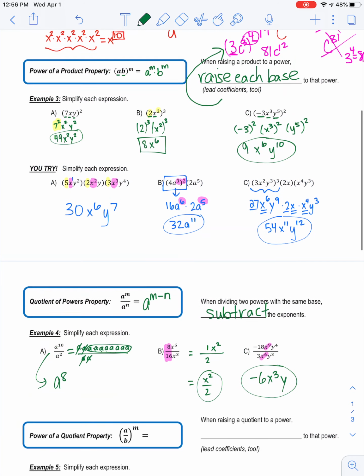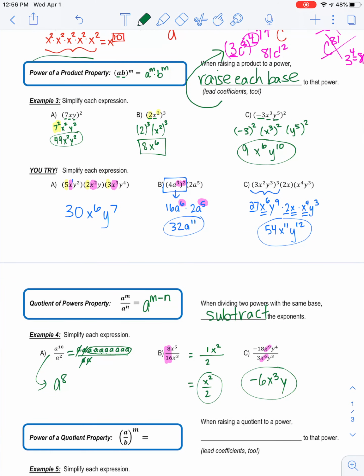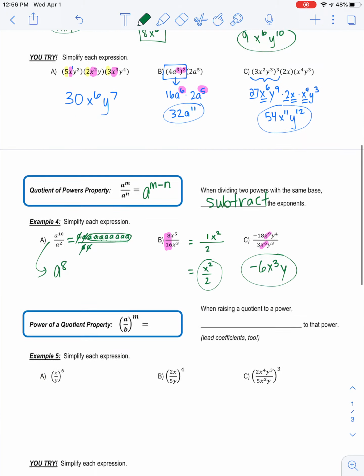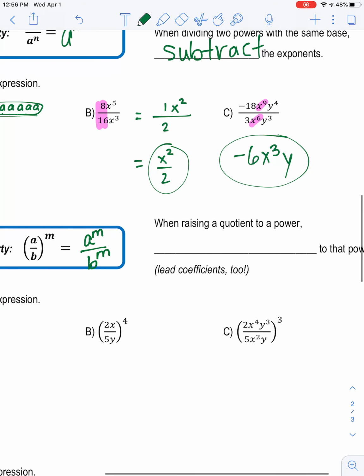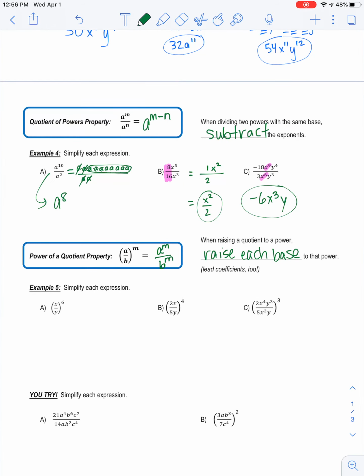All right, on the front page, when we talked here about power of a product, we took a product to a power and raised each base to that power. Well, same thing here with power of a quotient. We are going to raise each base to that power still. So I'm going to take a to the m divided by b to the m when I have a fraction a over b to the m. So we are raising a quotient to a power. We want to raise each base to that power. And this includes lead coefficients too.